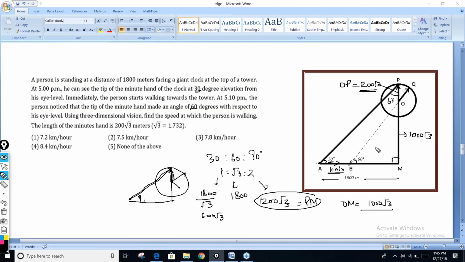So now, which side is given? Again, if you can notice, this again becomes a 30, 60, 90 triangle. This is 60 degree, this is 90, so this angle will be 30 degree. Again, in a 30, 60, 90 triangle, the side ratio is again 1 is to root 3 is to 2.